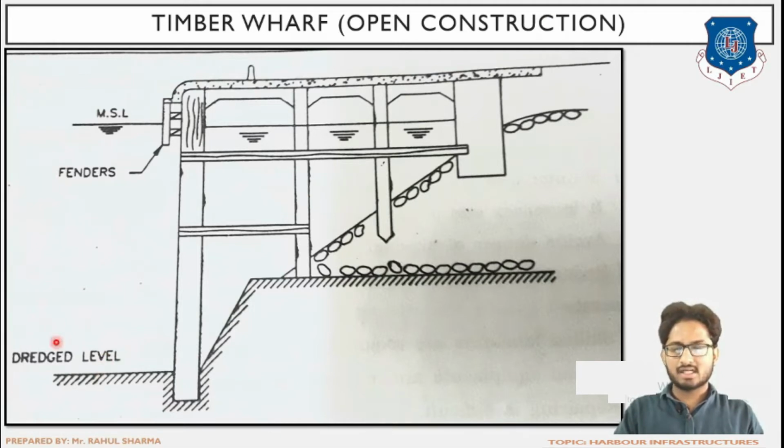At the bottom is the dredge level. Dredging means the removal of excessive sediments or soil deposits. So dredge level is basically the level which exists after the dredging operation has been carried out, the level which has to be maintained for maintaining the navigable depth. Fenders, now basically the purpose of fender is to make sure that there is no damage to ship or the platform.